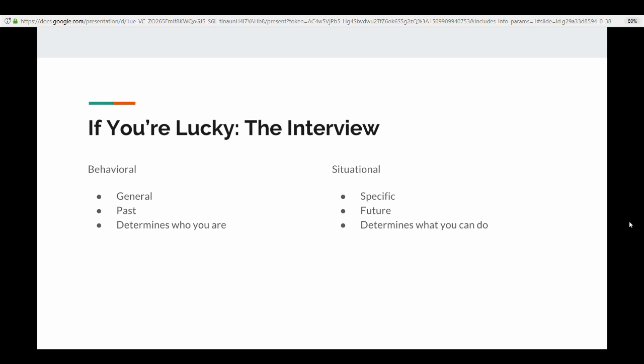If you're lucky, you might get an interview. Usually there's typically two types of interviews, and it's often a mix of these. The two types are behavioral interviews and situational interviews. Behavioral are general questions. They ask you to think about your past experiences, and the goal for them is to determine who you are.